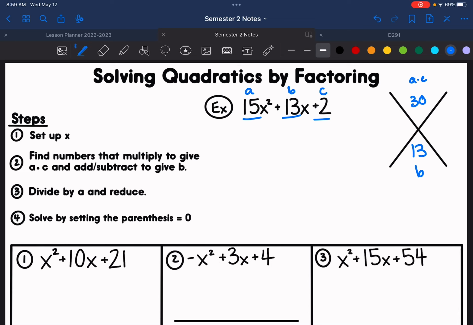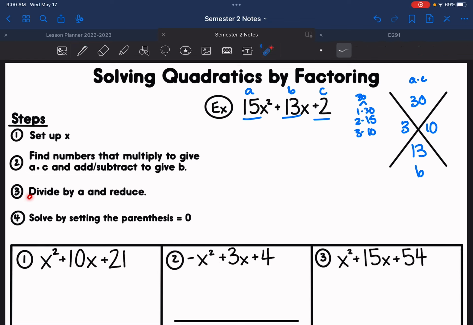All right. Next step, it says we need to find numbers that multiply to give a times c and add or subtract to give b. Okay, so I'm looking for numbers that multiply to get the top and then add or subtract to get the bottom. Looks like we're adding for this one because we have a positive number on the top. So I need something that will multiply to give me 30. So I know 1 times 30. I know 2 times 15. I know 3 times 10. And I think that's going to work for us, because I know 3 times 10 will give me 30, but it'll also add to give me 13. So 3 and 10 will be our numbers on the sides.